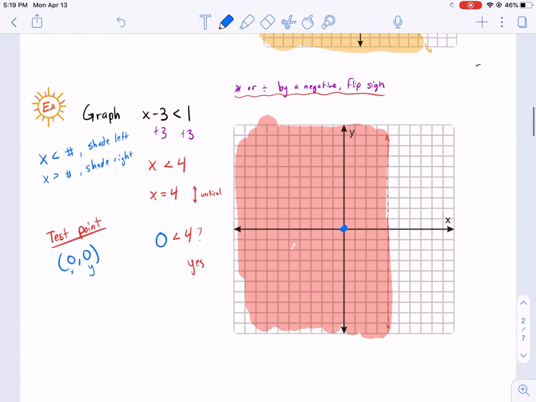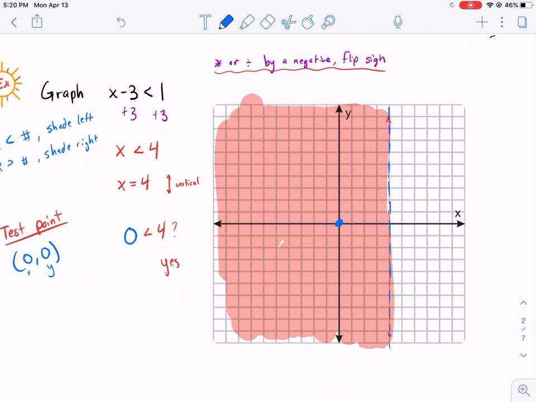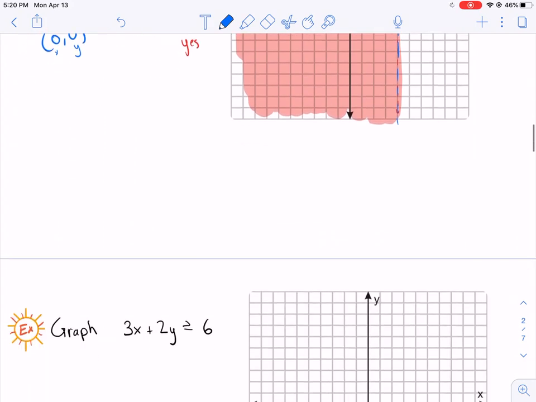Okay, so we shaded to the left. We included this point here. There's our dotted line. It's hard to see, but we have a dotted line there. And that represents all the values that are in our solution set.